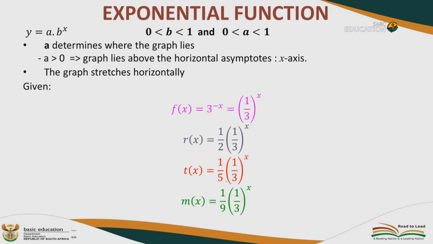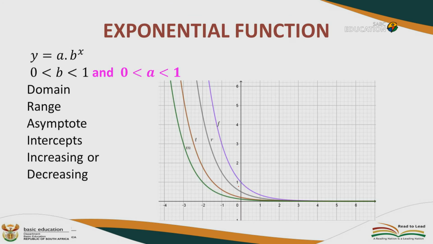Now, in the case of b greater than 0 and less than 1, remember, in this case, it's a decreasing function. That is the only difference. Our a is still positive. When a is still positive, it lies above the horizontal asymptote. But when a is a fraction, what happens? It stretches horizontally. But we still remember that it's a decreasing function, because our b is between 0 and 1.